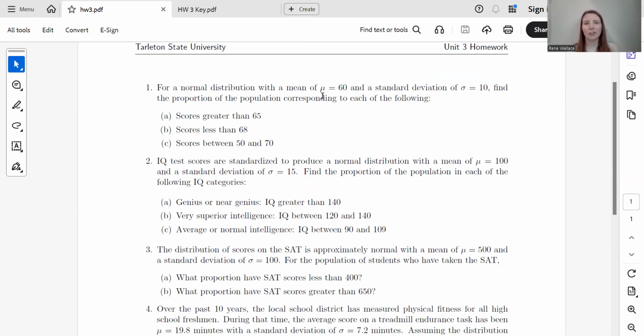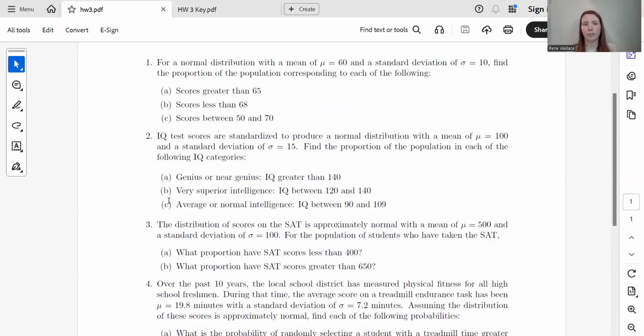For a normal distribution with a mean of 60 and a standard deviation of 10, find the proportion of the population corresponding to each of the following. We want to find scores that are greater than 65, scores less than 68, and scores that are between 50 and 70. Our normal distribution, so that standard bell curve.